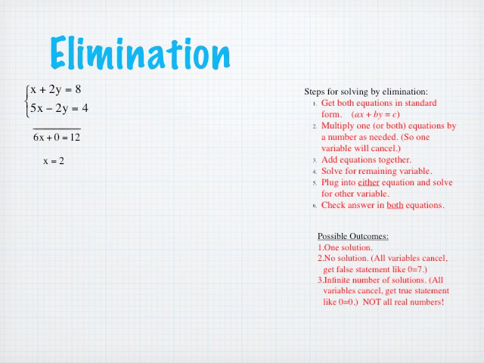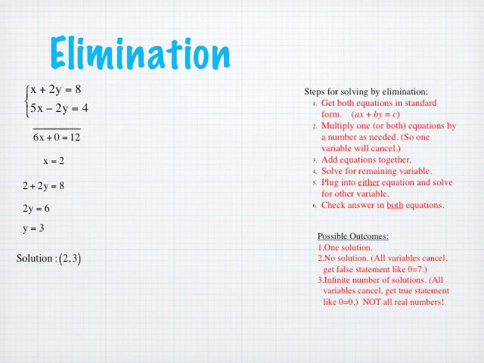I need to get the other half of my answer. I take x equals 2 and I plug it into either one of the equations. It doesn't matter which. So I have 2 plus 2y equals 8. I just use the top equation. Subtract 2 from both sides, so I get 2y equals 6. Divide both sides by 2, and I get y equals 3. So my answer is 2 for x and 3 for y.